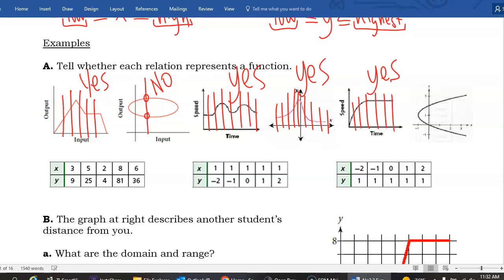Yes. And the very first value I check here hits an output here, hits an output here. No, that is not a function. Your vertical line can only hit your graph one time.